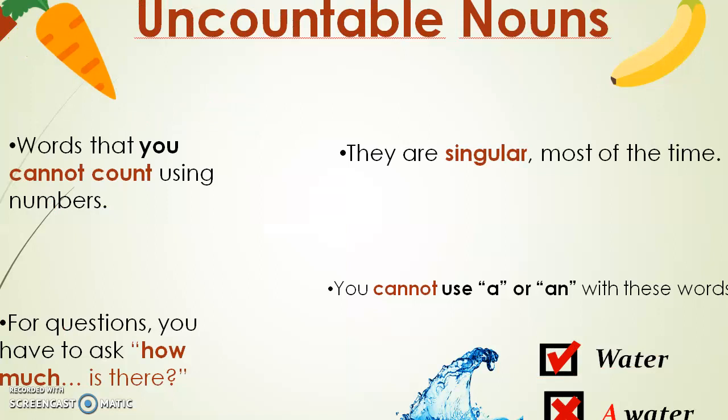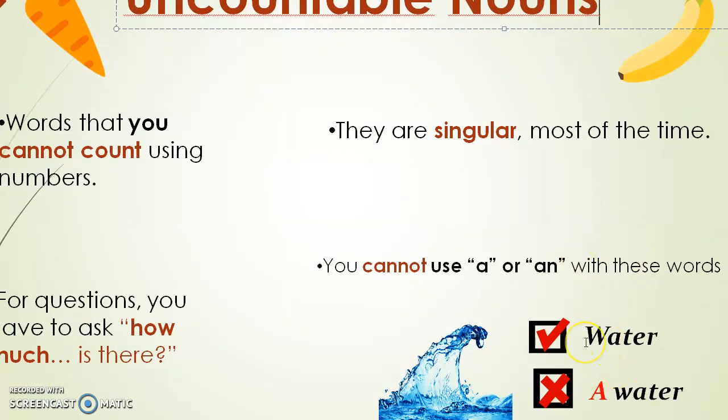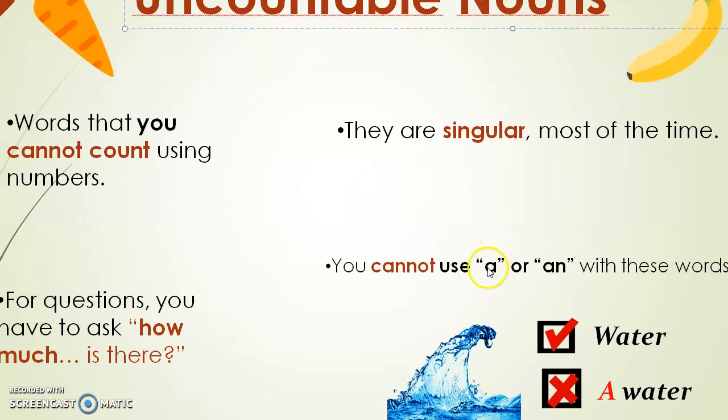Okay, we have countable and uncountable nouns. The uncountable nouns are the words that you cannot use numbers with. We can count using numbers, right? Most of the time they're singular. With these words, you cannot use a or an. For example, we can say water, there is water. But it's not possible to say there is a water, right? So remember that with uncountable nouns, you cannot use a or an.